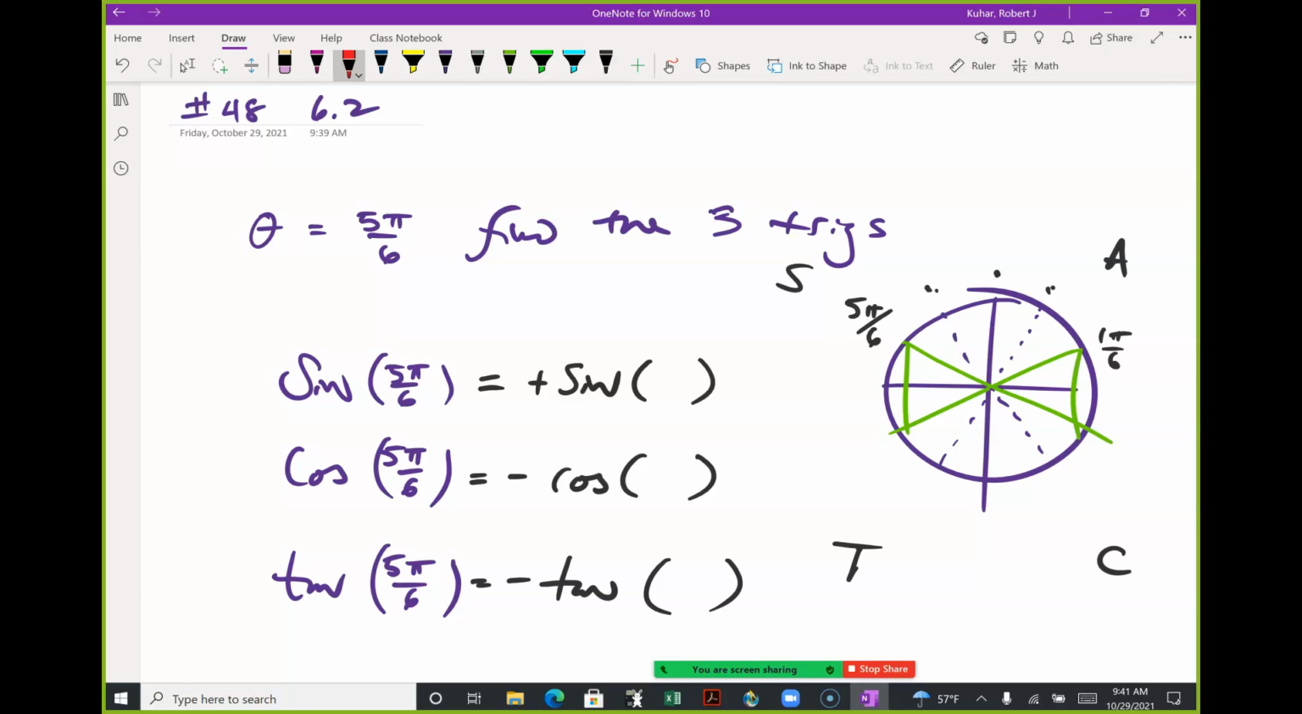5 over 6. Nice. Pretty easy. And now what are my answers? Sine of pi over 6 is 1/2. Cos of pi over 6 is minus rad 3 over 2.